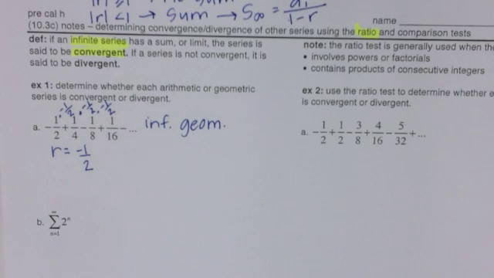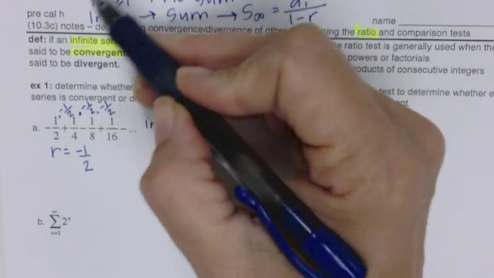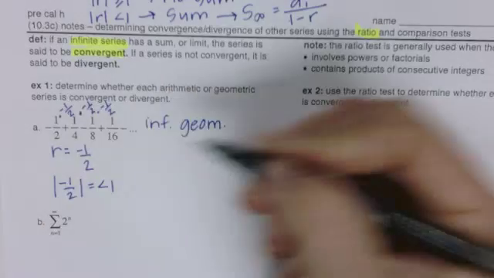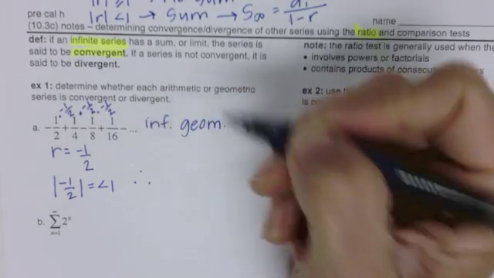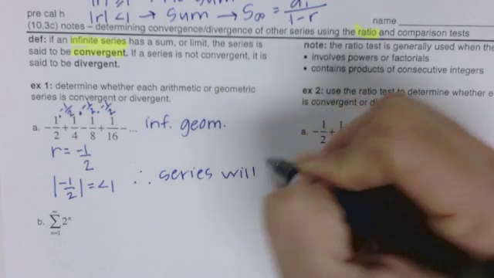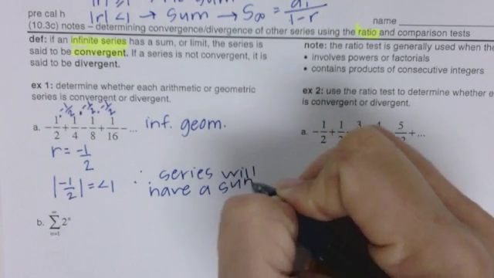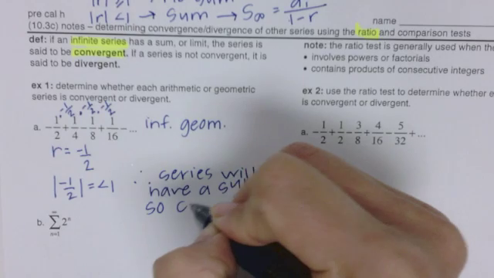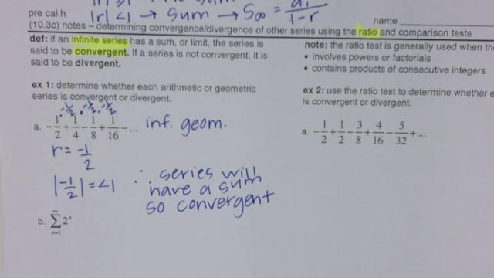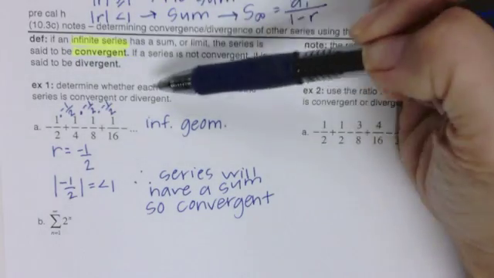So for this one right here, we're going to compare it using this definition right here. The absolute value of -1/2 is less than 1. Therefore, the series will have a sum, so it's convergent. So look at that. We didn't even find the sum, right? Because the question didn't ask us what's the sum of the infinite geometric series. It just said to determine if it's convergent or divergent.